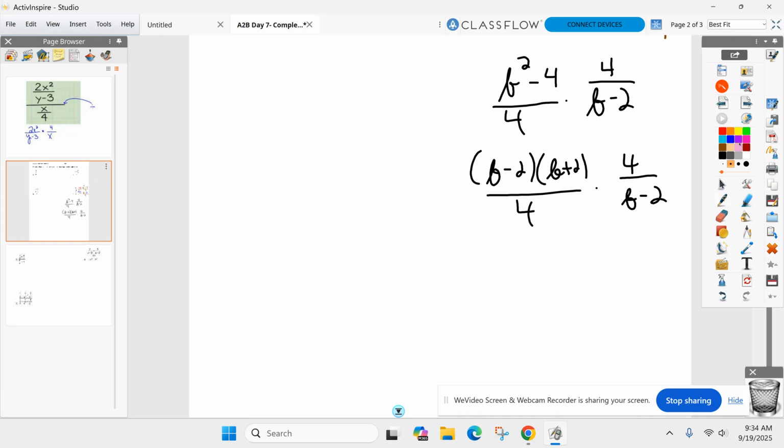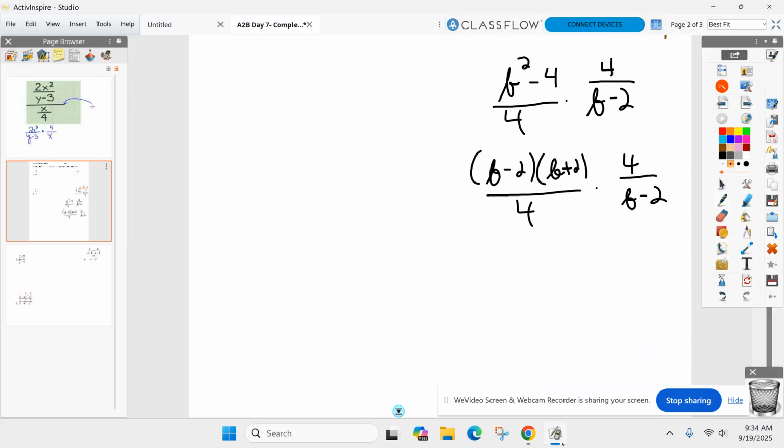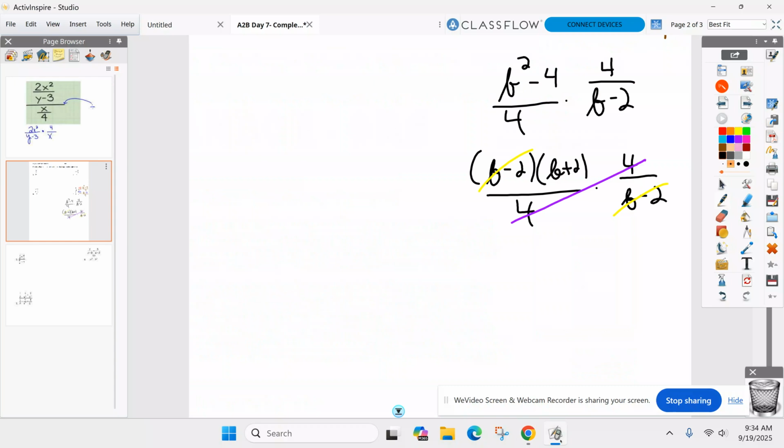Now we look to cross out. Sierra, what do you want to cross out? Everything. Yes. And anything else? And Juliana, finish it off. What am I left with? Yep. If you want to put it over 1, fine.